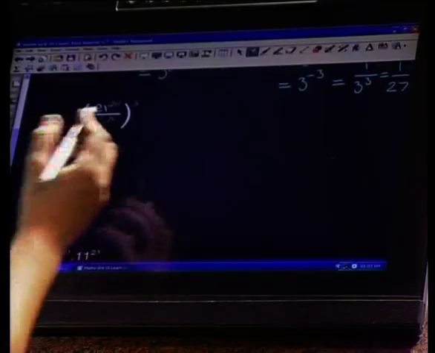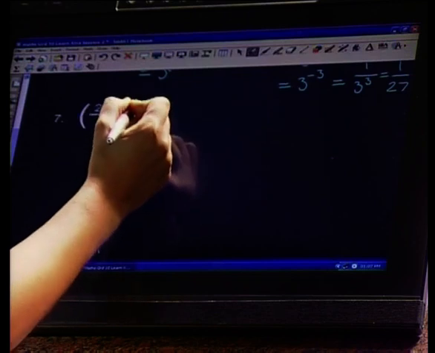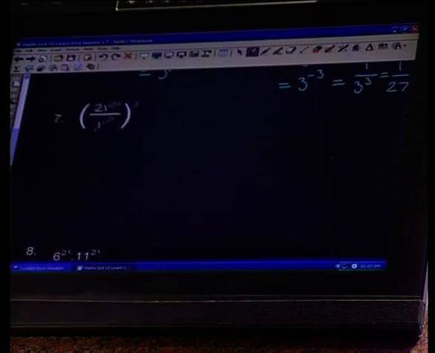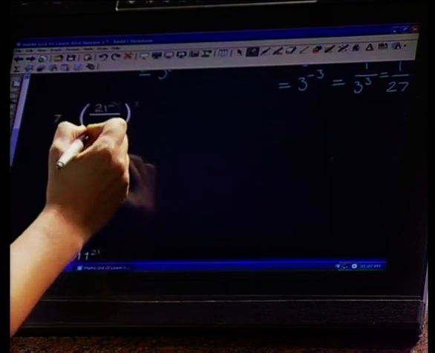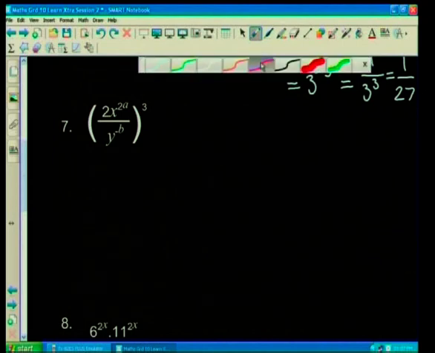The next question, question number 7, has a bracket, it has a fraction, and it has an exponent on the outside of the bracket. We've got numbers and we've got variables, and we've got positive exponents and negative exponents all within. It's a good variety of everything altogether. Let's change color just for fun. So, we've got brackets. So the first thing we need to do is deal with the brackets. Why? Because BODMAS tells us to.